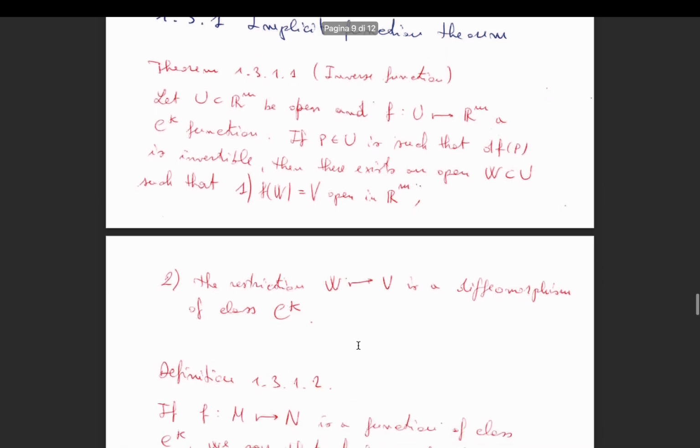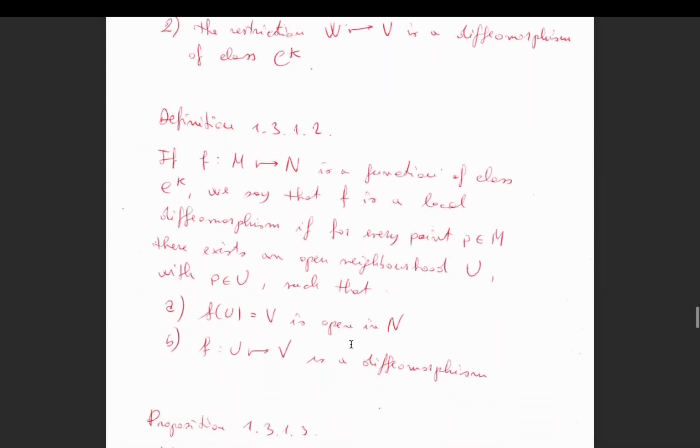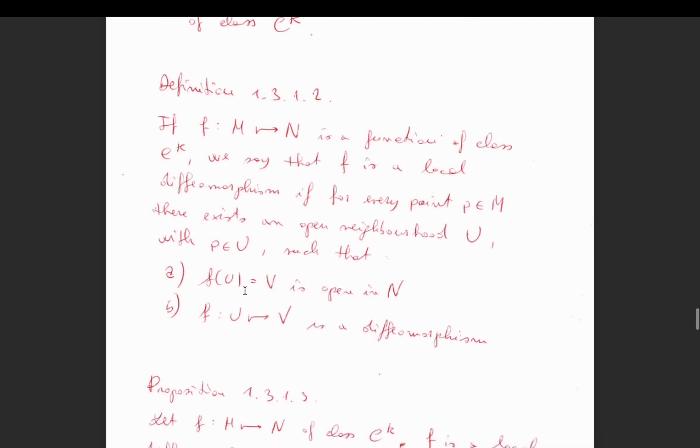Now, we say that a function f between two manifolds M and N, a function f of class C^k, is a local diffeomorphism if for any p belonging to M there exists a neighborhood W of p such that f(W) is open, and f restricted to W is a diffeomorphism onto its image. So it's a local diffeomorphism if those properties are satisfied.